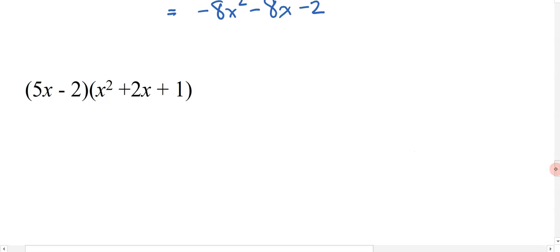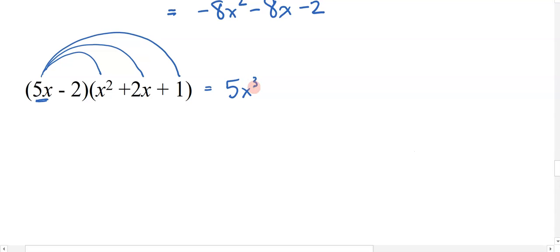All right, what happens when I have a binomial multiplied by a trinomial, or in that case, any size? It really doesn't matter. So basically, you have to take the first term, and it has to get multiplied by each and every term. So then you're going to end up getting 5x cubed, because we're multiplying, not adding, and then 10x squared, and then positive 5x.